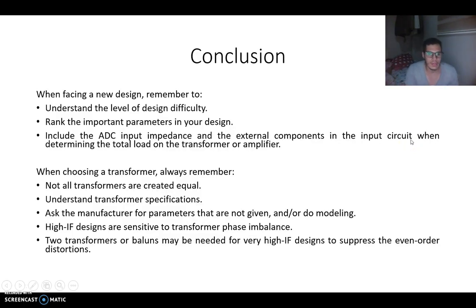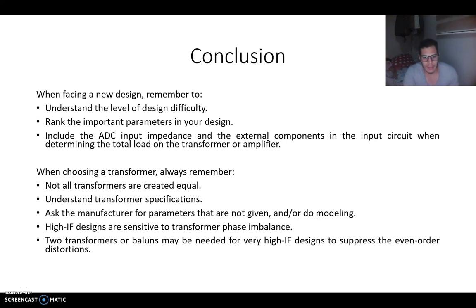Conclusion: when facing a new design, remember to understand the level of design difficulty and rank important parameters in your design. Include the ADC input impedance and the external components in the input circuit when determining the total load of the transformer or amplifier. When choosing a transformer, always remember, not all transformers are created equal.